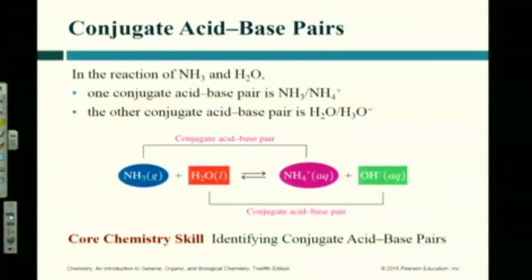The order in which it's written in the equation does not matter at all. Now look here. Here we have ammonia, right? Can everybody see that? Even from the back, is that big enough? Okay. Here we have NH3 plus water. What do we say happens here? Ammonia gains a proton. So this is a base.